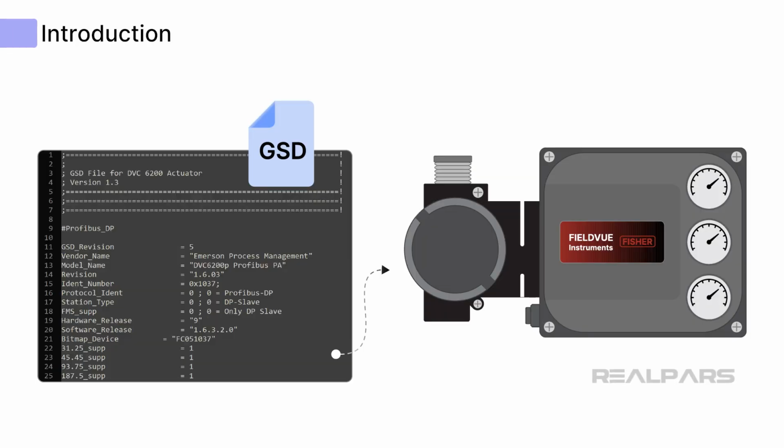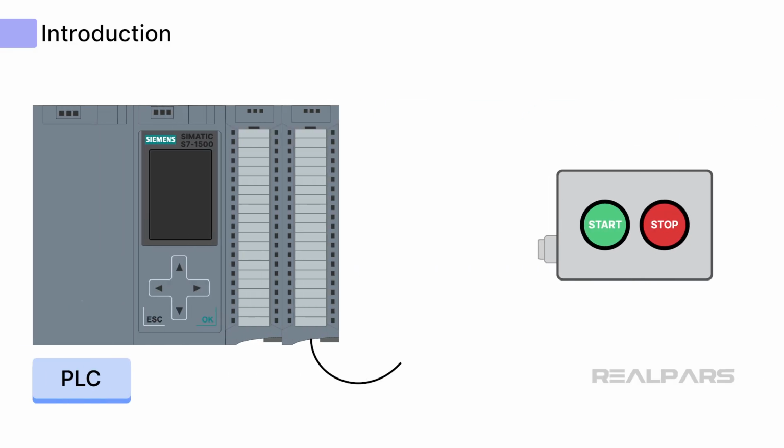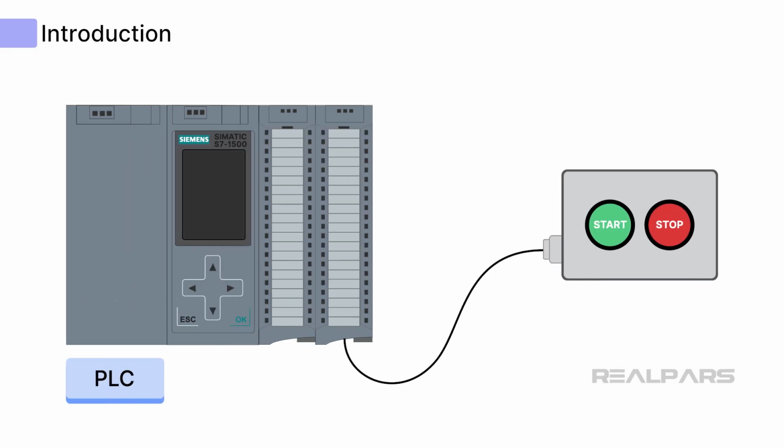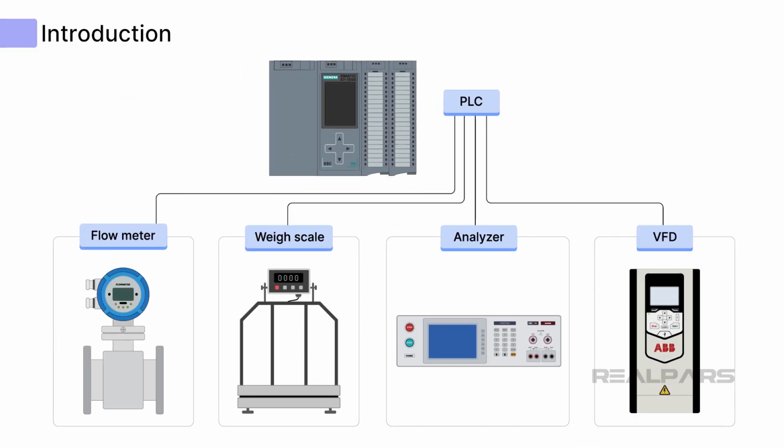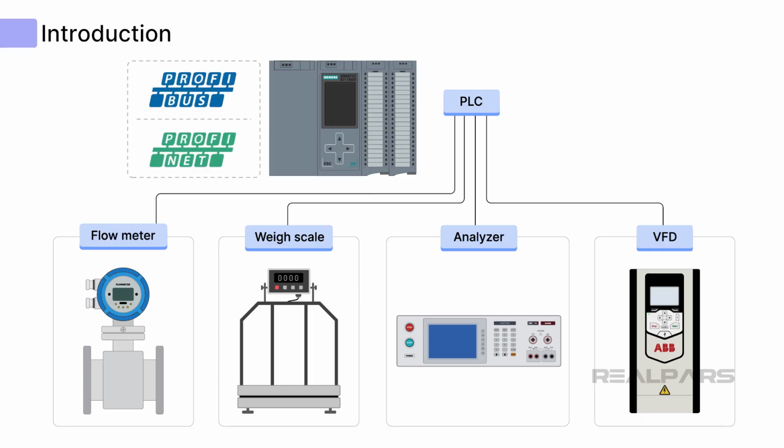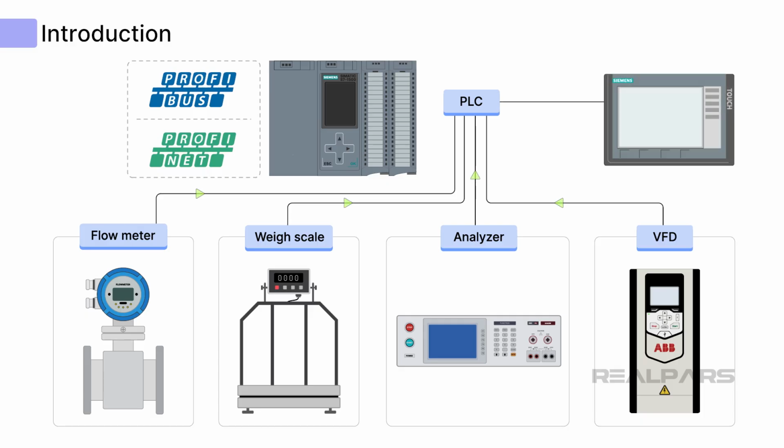GSD files, or General Station Description files, play a critical role in process automation. Besides traditional analog and digital I/O, PLCs are used to connect a wide range of devices, including flow meters, weigh scales, analyzers, and variable frequency drives. It is very common for the items in this list to be connected to the host PLC via PROFIBUS DP or PROFINET. PROFIBUS and PROFINET are serial digital communication protocols that can provide a wealth of data at high speeds. This data is used to provide accurate monitoring and control of the plant's processes.